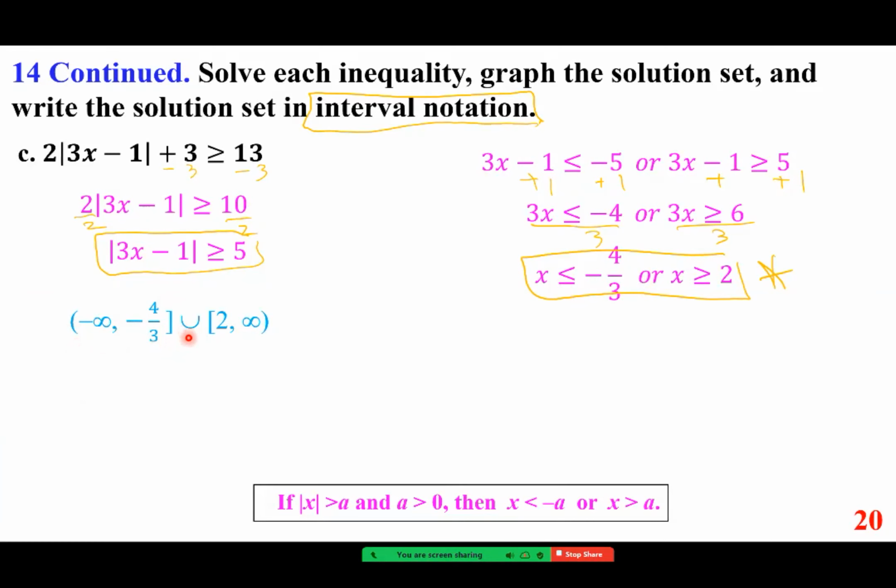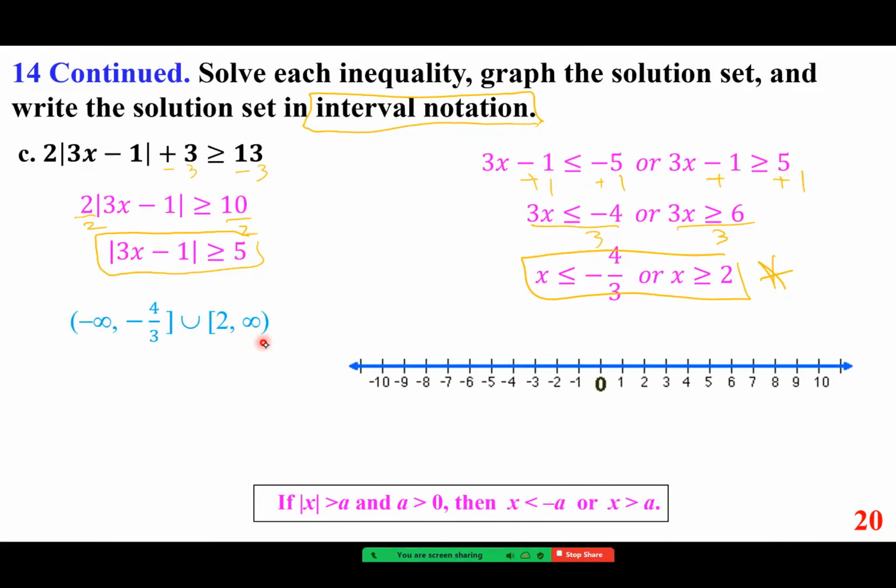Or, that means union. X is larger than or equal to 2, so 2 to infinity. Whereas the other one was "and", the intersection of events. And if you were to graph it from -4/3 to the left, and from +2 to the right, you can use a bracket or you can use a solid point. You can, but don't use both. You could say over here, you put a point and you go to the right.